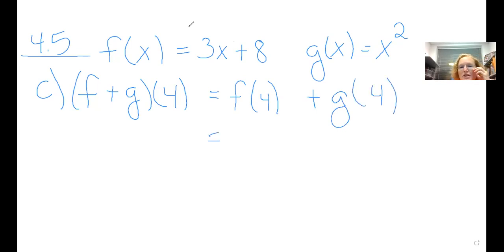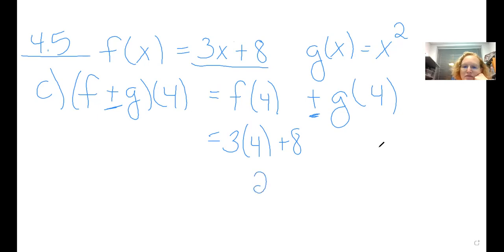The reason we know that this is addition is because over here in the problem it is addition. So f of 4 means come up here, and in f you see 3x plus 8, but instead of x you're going to plug in 4. You don't have to simplify to a number, but I'm going to. So 3 times 4 is 12 plus 8, and that simplifies to 20.